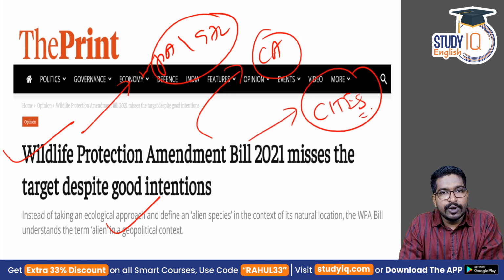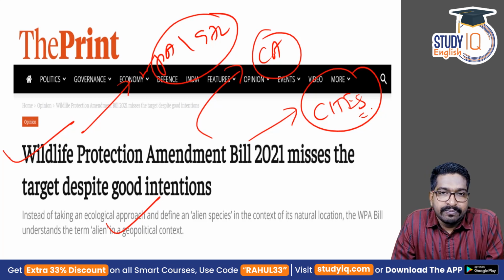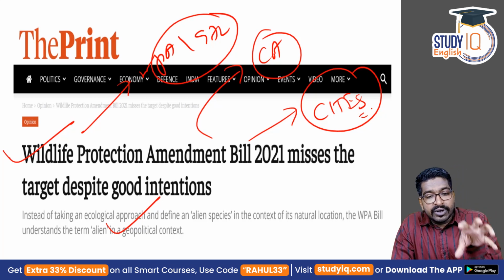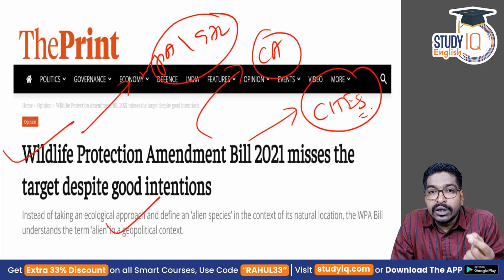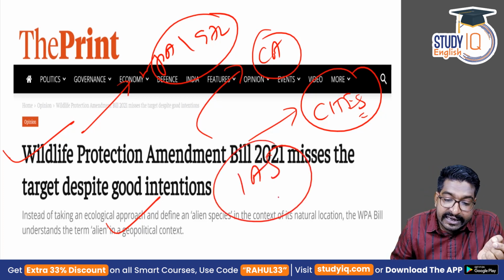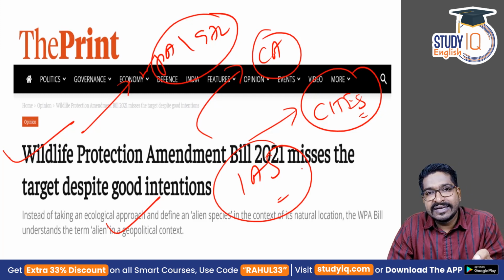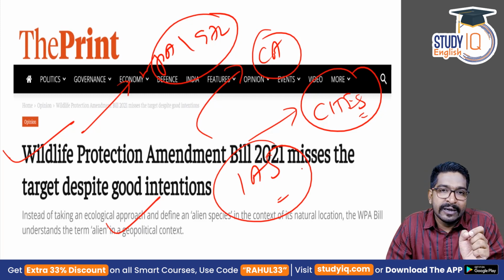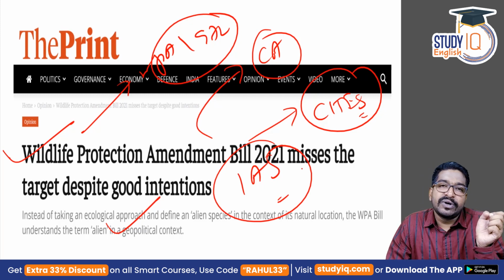So, in this discussion, we'll also talk about the CITES Convention. But we are going to focus predominantly on highlighting the loopholes of this bill, especially from the perspective of invasive alien species. The definition of invasive alien species is quite narrow in this bill. That would be the agenda of our discussion.